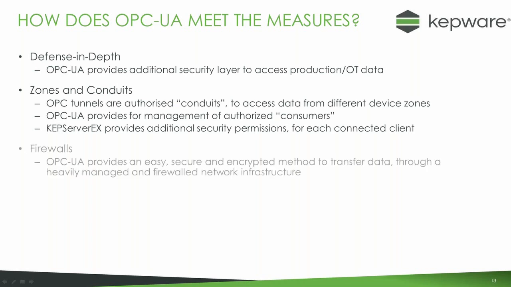So on top of the zones and conduits, you will then have a network with firewalls. OPC UA is ideal for passing across such a network. It only needs a single port open from the client direction to the server direction, and that port can be specified by you, so you can have that as a special port traversing your network.